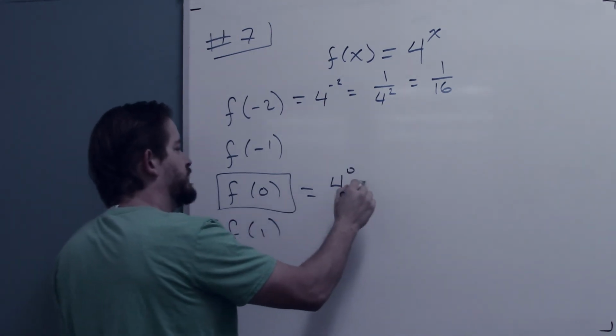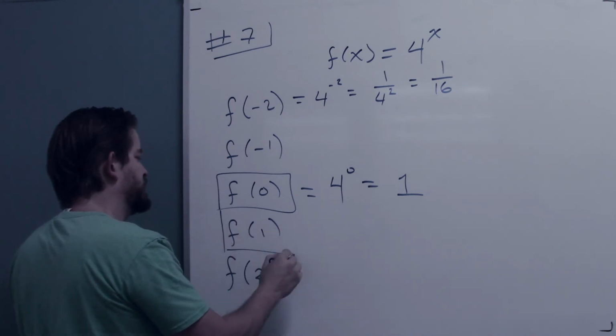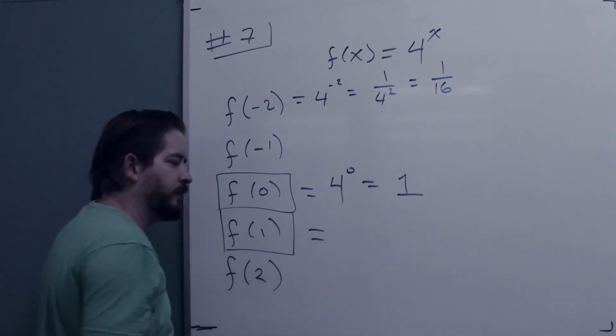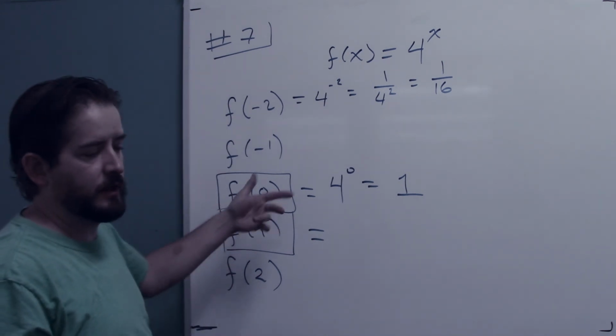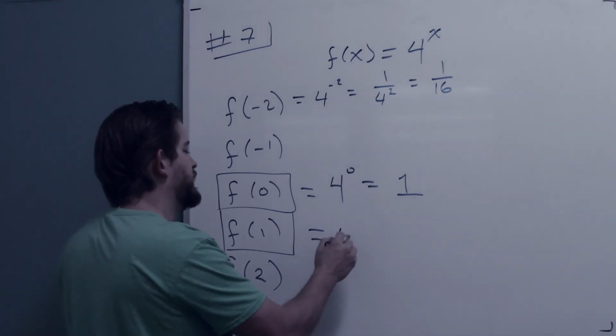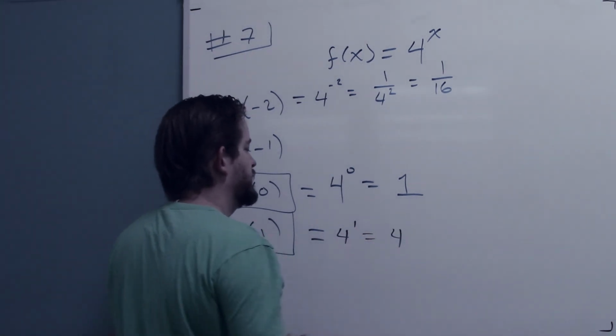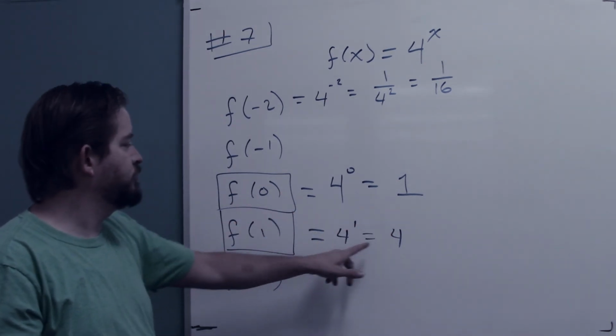which is 4 to the 0, which is just 1. And then f of 1 is also going to be useful in this particular graph. You may not know this from the get-go. Do all of these, and then these two will actually be obvious when you go to see the graphs. But f of 1 is 4 to the 1, which is just 4, right? Which means I have a point of (0, 1) and a point of (1, 4).